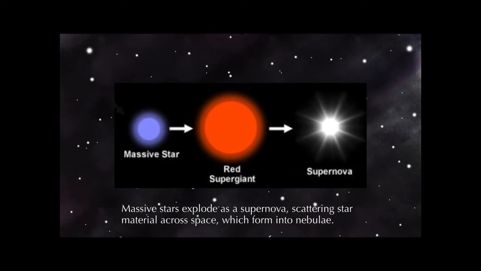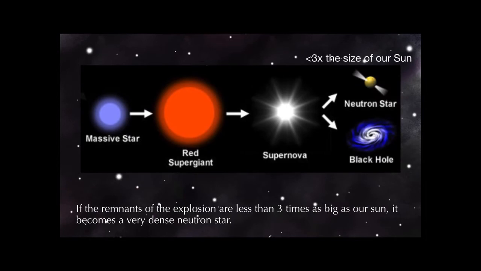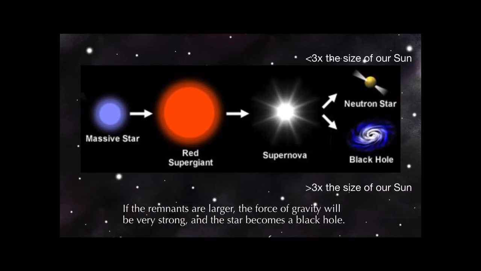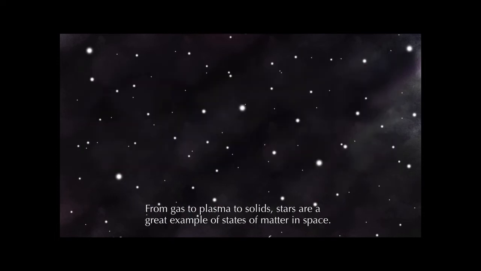Massive stars explode as supernova, scattering star material across space, which form into nebula. If the remnants of the explosion are less than 3 times as big as our sun, it becomes a very dense neutron star. If the remnants are larger, the force of gravity will be very strong, and the star becomes a black hole. From gas to plasma to solids, stars are a great example of states of matter in space.